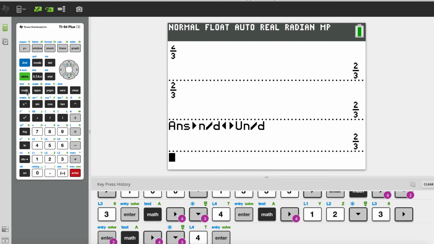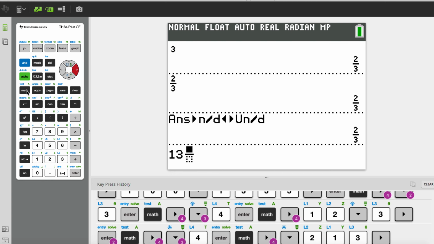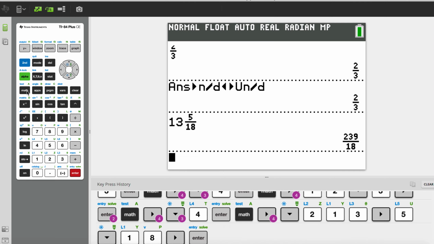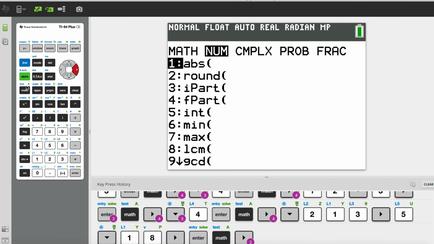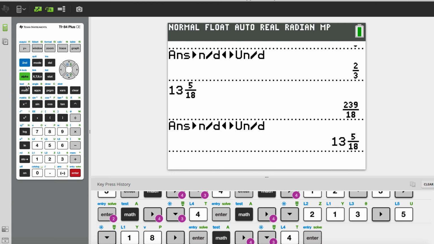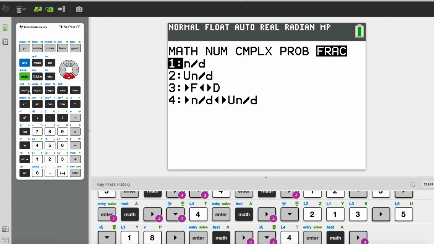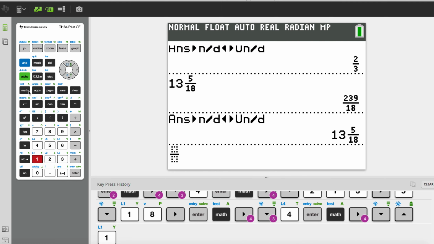This is only helpful if I have a number that can become a mixed number. For instance, if I have a number like this, and I want to do a conversion, I go to number 4, and it will convert this back to this. So the use of the last one is when you have something which is not in mixed number form.